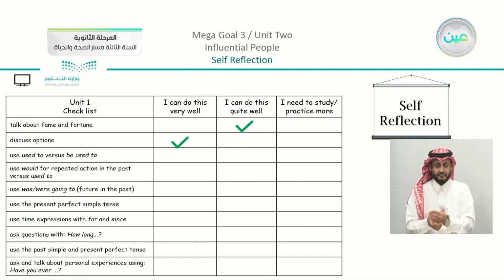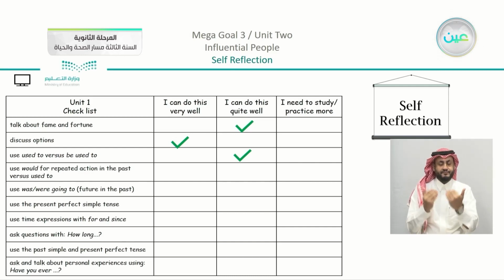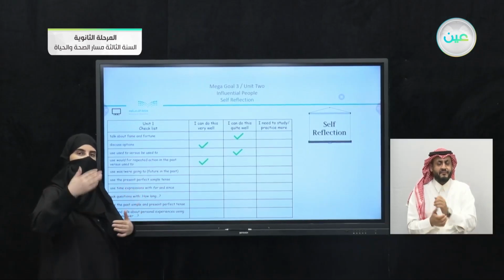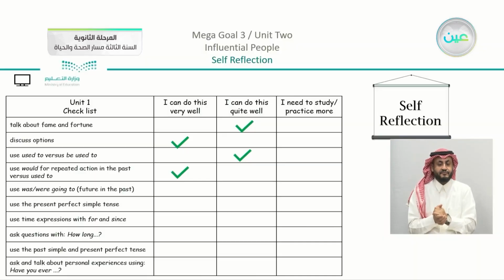How about using used to versus be used to? Do you know the difference between them and when to use them? Use would for a repeated action in the past versus used to. So do you know the difference between them, and when can you use this one or this one? Use was or were going to, future in the past. So remember in the lesson when we said that we are planning for something in the past, but it was for the future. So if you understand it, you're quite well.